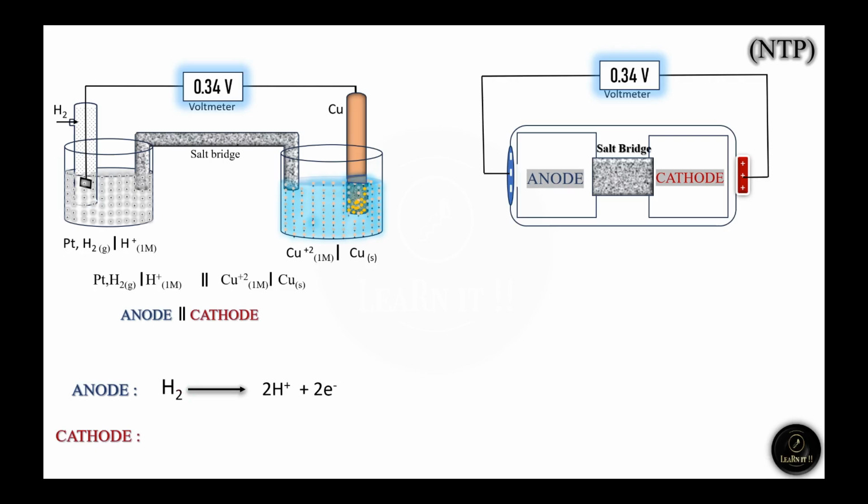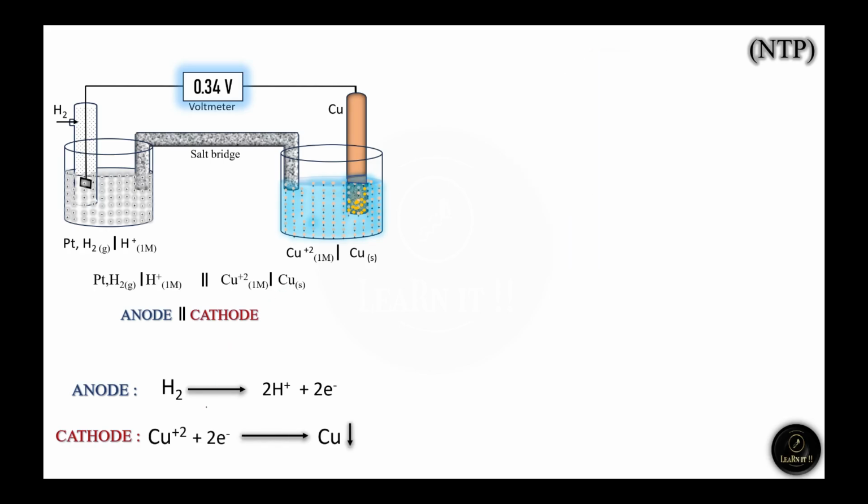So at the cathode, the copper will be deposited. It means that Cu plus 2 ions start to deposit. You can see here. So the overall reaction is the hydrogen, that is hydrogen gas, is converted into H plus. So it means that it is giving the electrons. So these electrons come and sit here, and so these electrons are taken by Cu plus 2 ions.